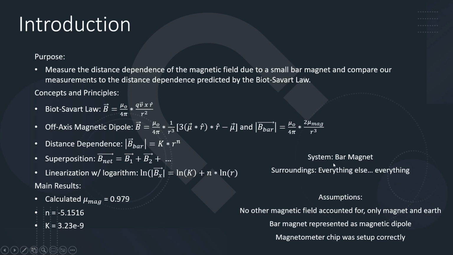Moving on, we have our system, which was a bar magnet, and surrounding was everything else. Assumptions we made in this lab were that no other magnetic field is accounted for, only the bar magnet and Earth. We assumed the bar magnet was represented perfectly as a magnetic dipole, and we assumed that the magnetometer chip was set up correctly.